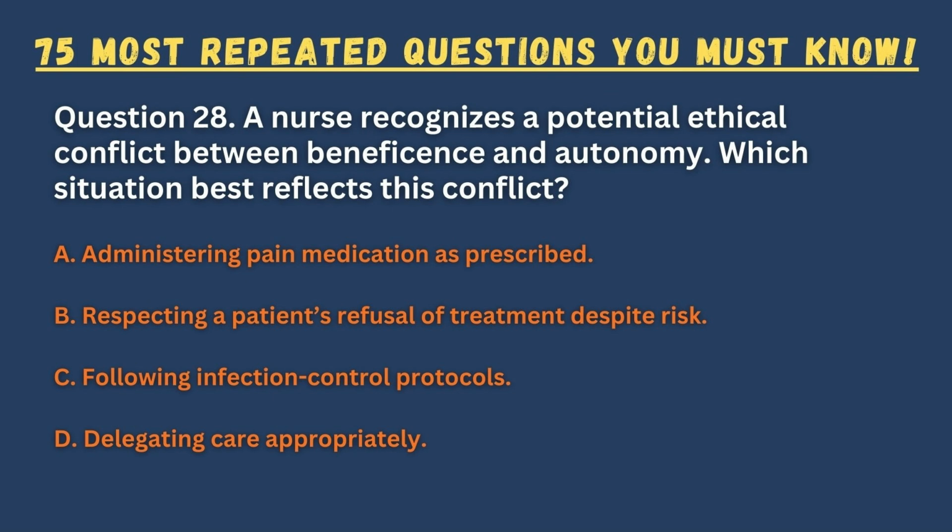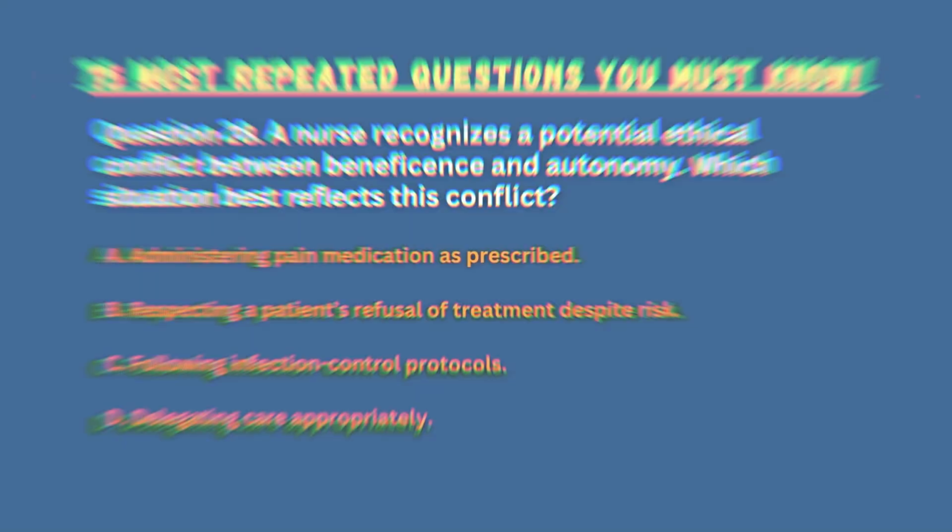Question 28. A nurse recognizes a potential ethical conflict between beneficence and autonomy. Which situation best reflects this conflict? A. Administering pain medication as prescribed. B. Respecting a patient's refusal of treatment despite risk. C. Following infection control protocols. D. Delegating care appropriately.